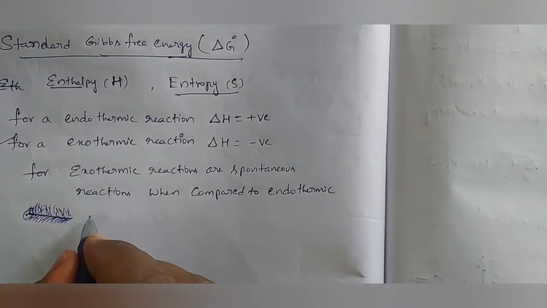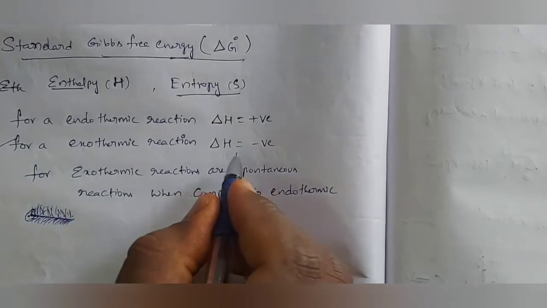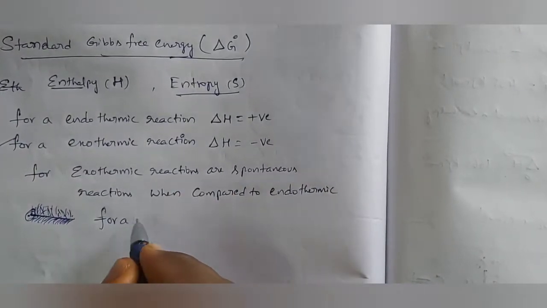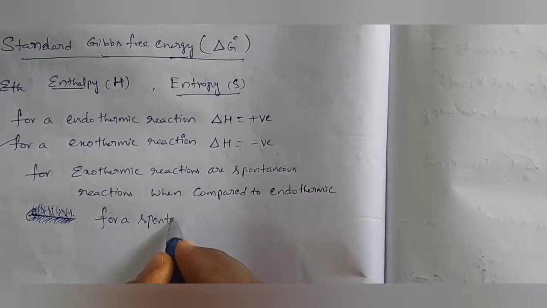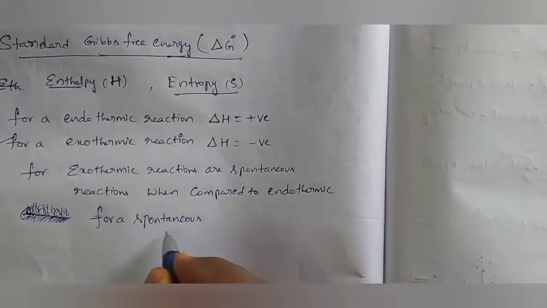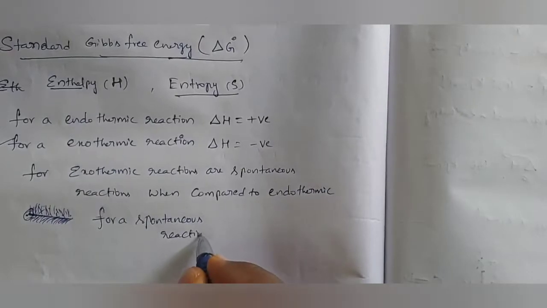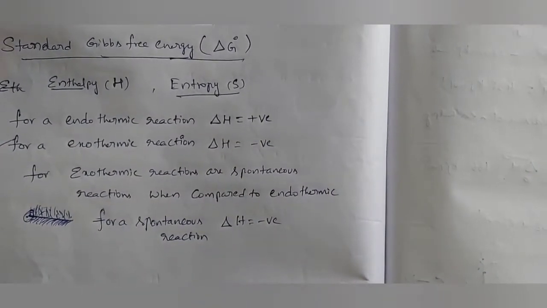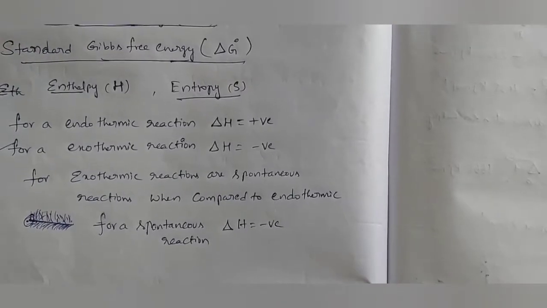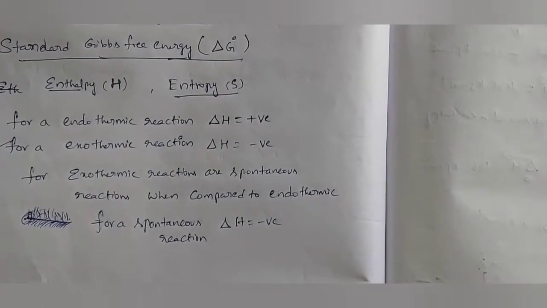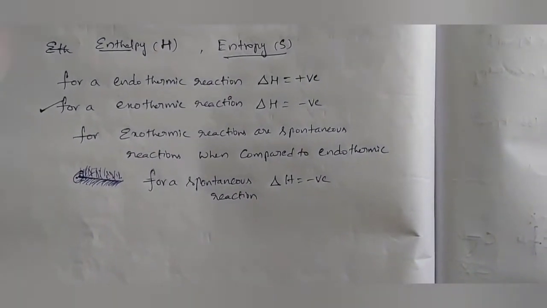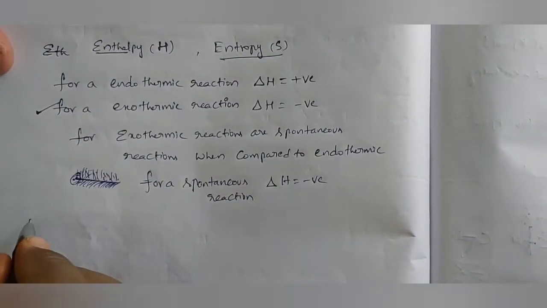For an exothermic reaction, delta H is negative. So for a spontaneous reaction, delta H is negative. Up to here, it is clear about enthalpy. Next, we can come to entropy.